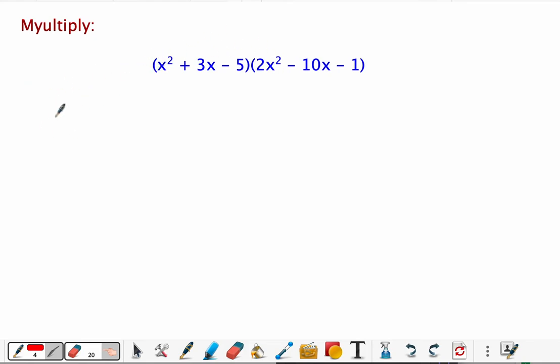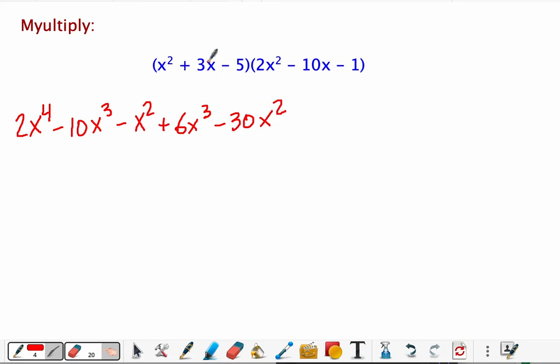So bringing the x squared in everywhere, that's 2x to the 4th, minus 10x to the 3rd, and then minus 2x, or excuse me, minus 1x. You can see how easy it is to make a mistake. So minus x squared. So I brought the x squared in everywhere. Now we'll bring the 3x in everywhere. So we would have plus 6x cubed minus 30x squared minus 3x. And then finally, negative 5, we'll bring that in everywhere.